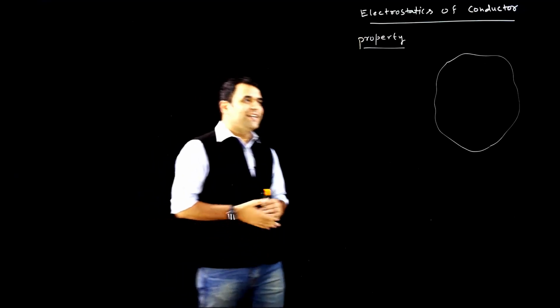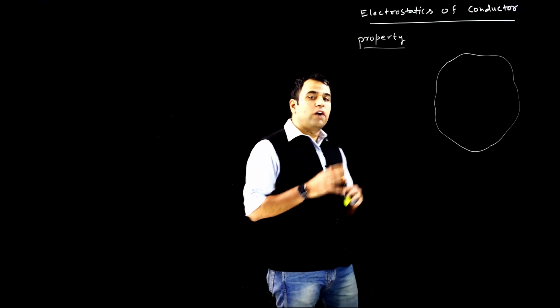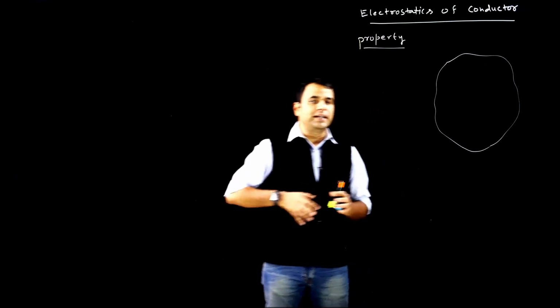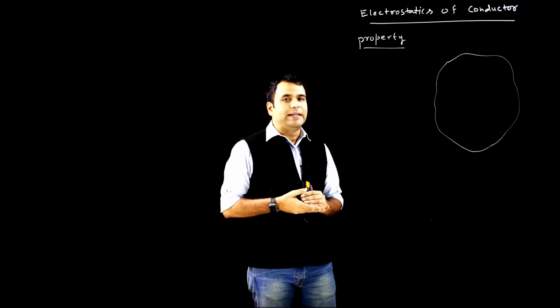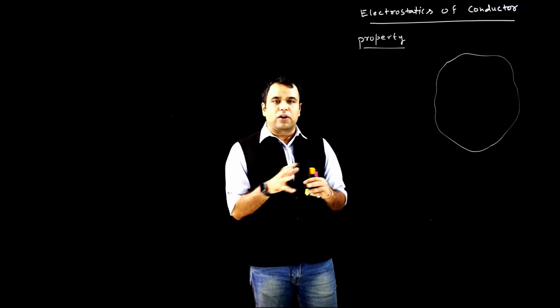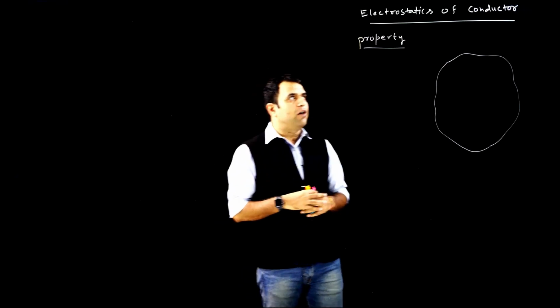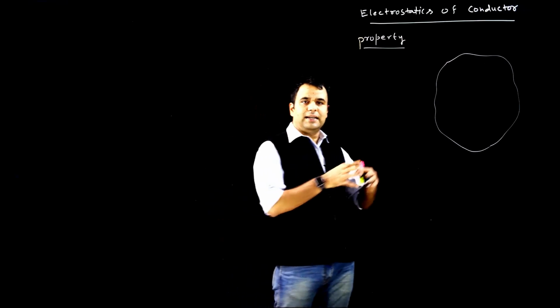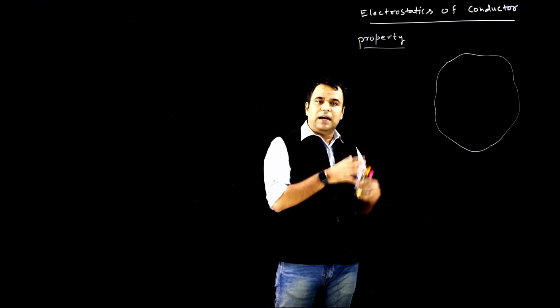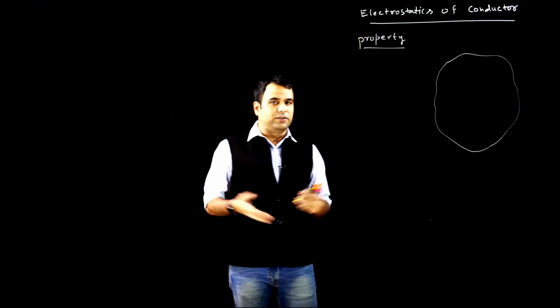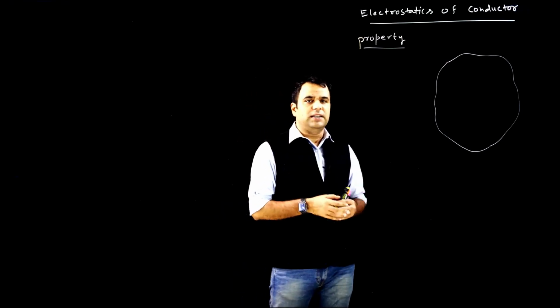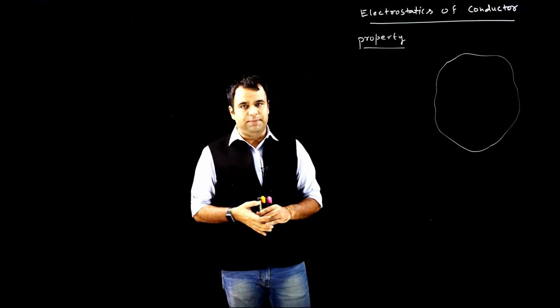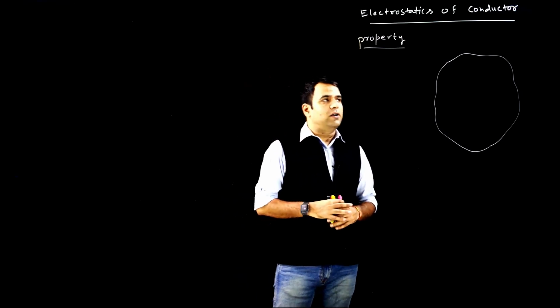Hello. Now we will study the electrostatics of a conductor. Till now we were studying insulated bodies, where free electrons were not there. Now we will talk about the conductor, and the difference between a conductor and an insulator is the number of free electrons. The number of free electrons in a conductor is approximately infinite. There is no dearth of free electrons in a conductor.